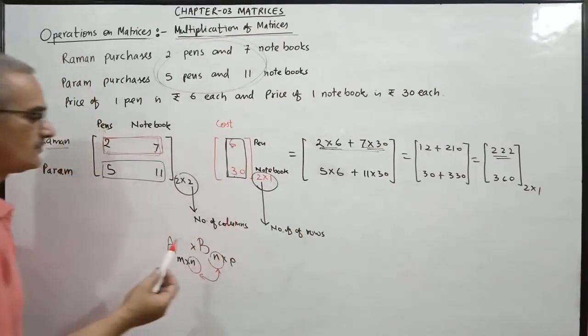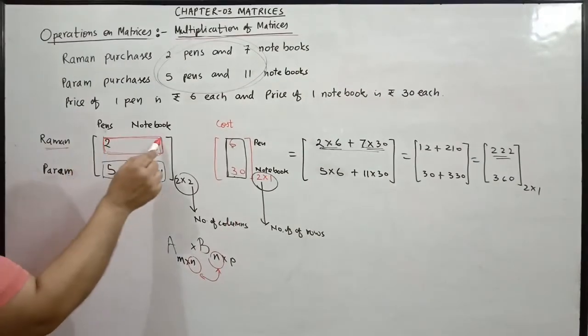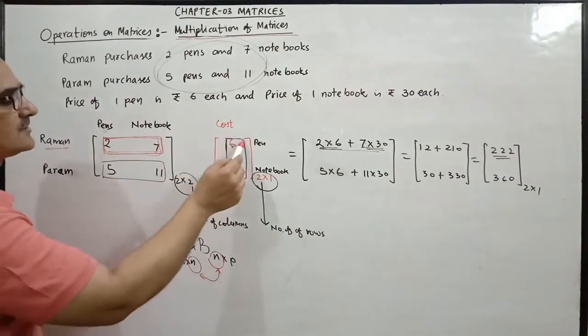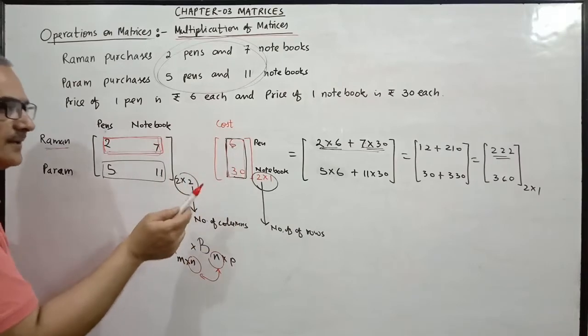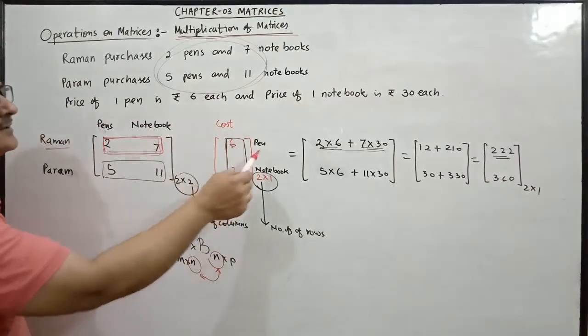And then how do we have to multiply? The first row is multiplied by the first column. The corresponding elements are multiplied and then they are added.